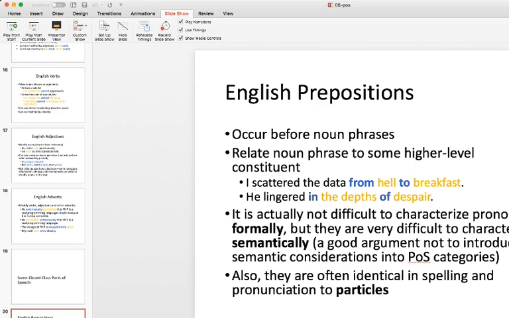They're also often similar, in spelling and pronunciation, to what are called particles. So there's both a preposition up and a particle up. And we can tell these are different, if you distinguish between he looked up her phone number and he looked up her chimney.